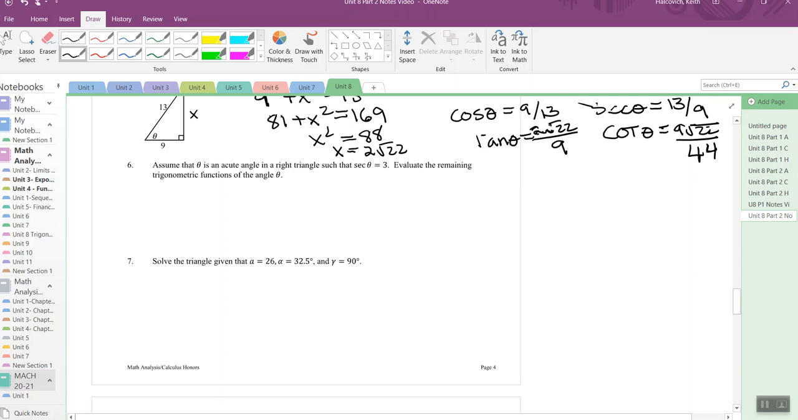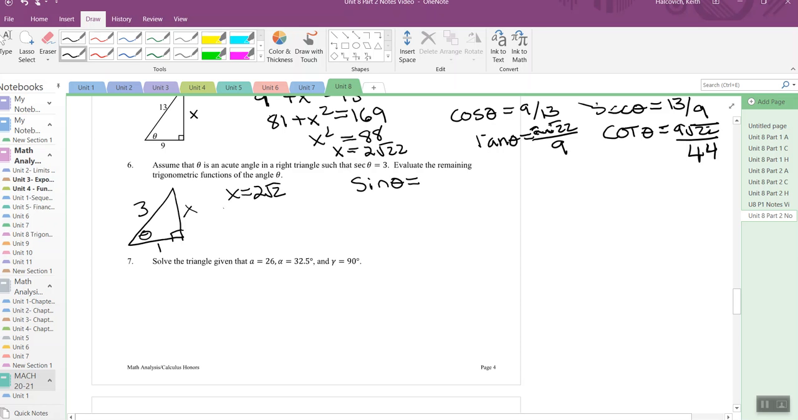All right, assume that theta is an acute angle in a right triangle. So if you draw the right triangle here, and let's say we put this as theta, then the secant is 3, so it's 3 over 1, and we still have to find the missing side, which when you do the Pythagorean theorem, you get that it's the square root of 8, which is 2 rad 2.